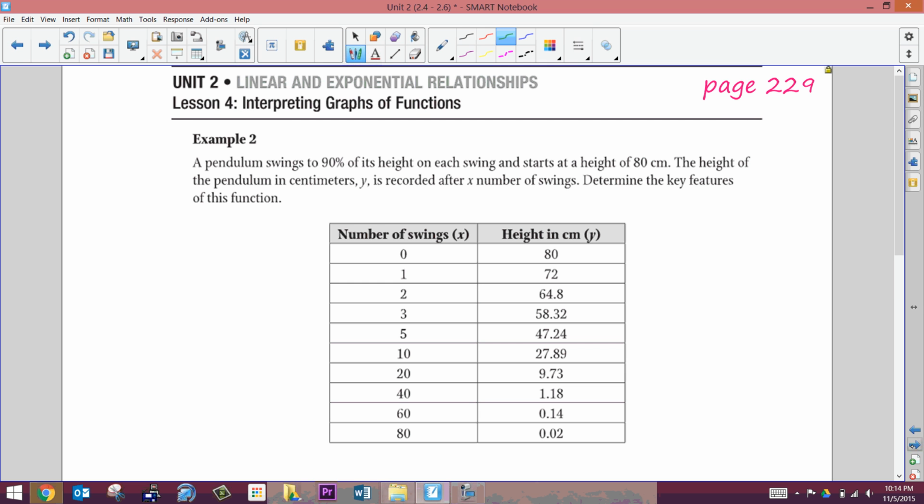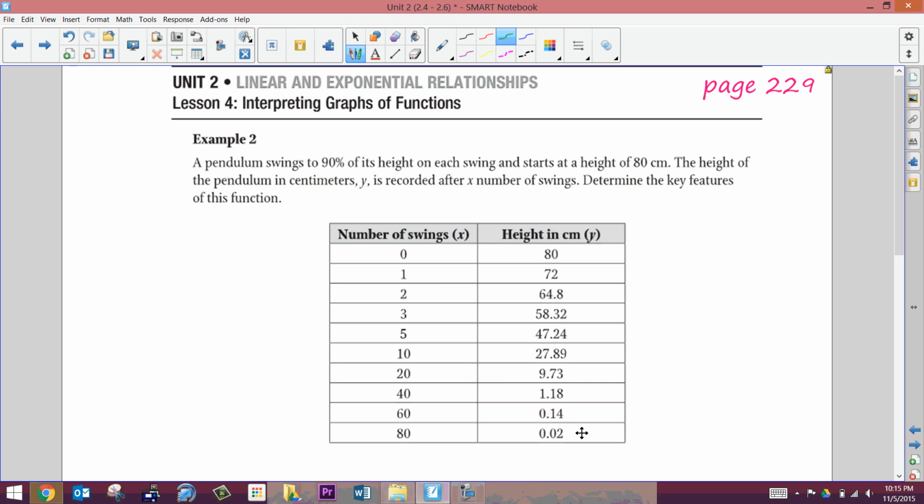Here we have an exponential function. It's a pendulum, and we measured the number of swings that you can see right here, and we measured how tall it is off the ground. And as the pendulum swings, it doesn't go as high, just like if you're on a swing in the backyard. The first couple swings are high, and then it just kind of slowly peters down until you stop.